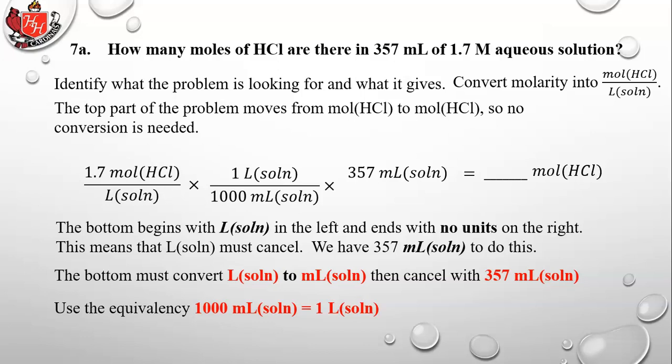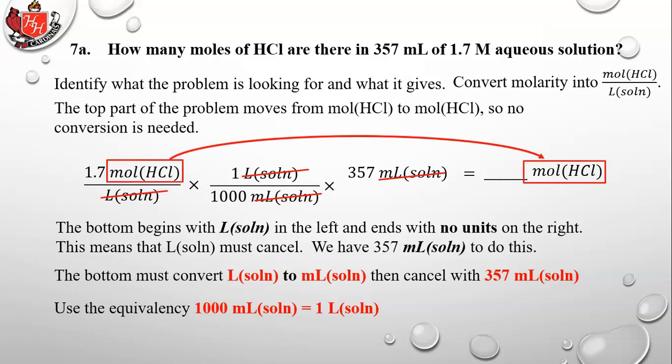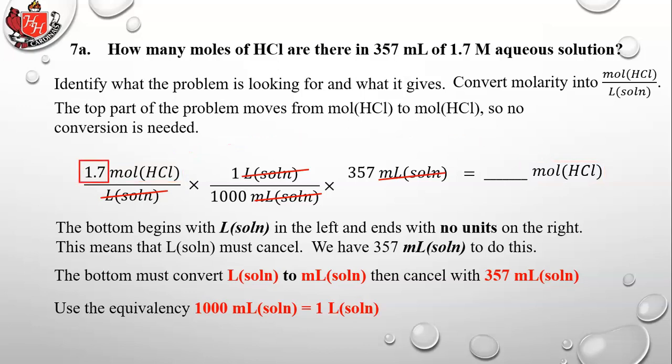So let's see if the units cancel. So liters of solution cancels with liters of solution. Milliliters of solution cancels with milliliters of solution. The last man standing, the only thing left, is moles of HCl. So our units line up. So we multiply 1.7 times 1 times 350 divided by 1,000, and that gives us 0.61 moles of HCl.